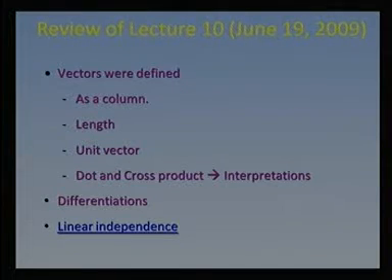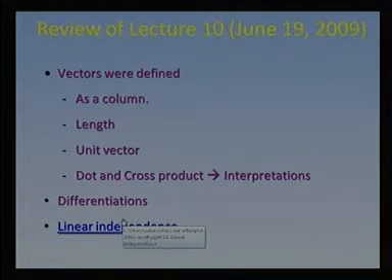Let's take a look at what we did in our last lecture, which was lecture 10. Basically, we did a mathematical review of the things which I use very regularly during my discussion. Vectors were defined as column vectors. I defined the length of a vector and the unit vector, also two products for vectors, which are the dot product and the cross product, and their corresponding physical interpretations. Then how to do differentiation of vectors. Correspondingly, if there is a dot product and cross product, we use the chain rules.